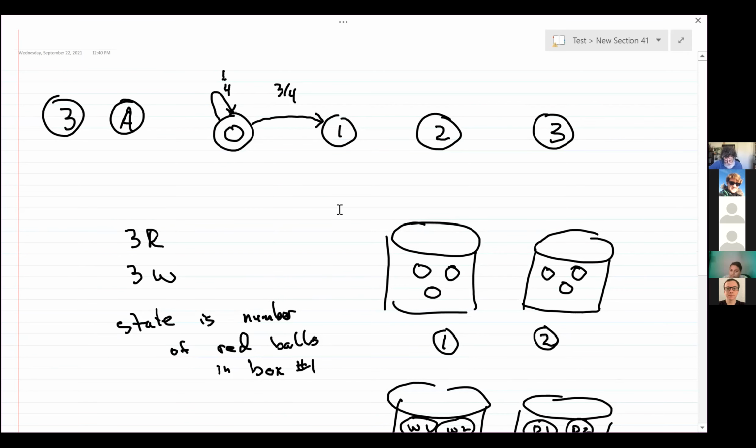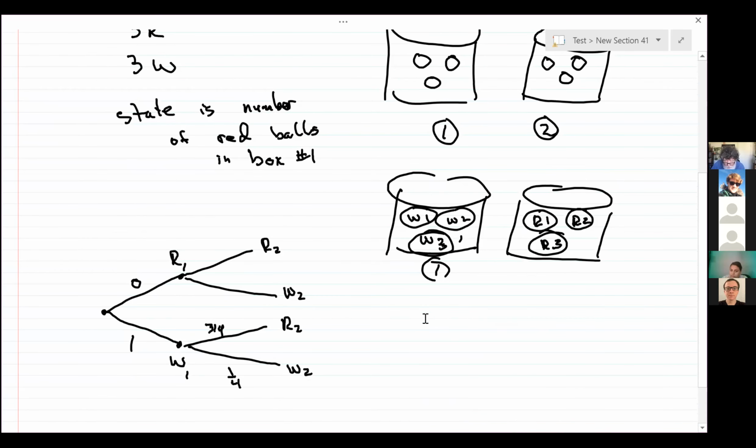Okay, now let's go the next step up. The next step up, suppose we have 1 red ball in here. So I don't think it matters which one it is. Why don't we just pretend that red ball 1 is in here. And where red ball 1 was, there is now white ball 2.